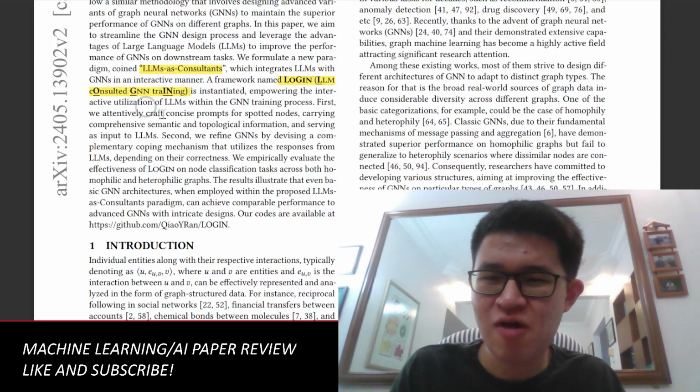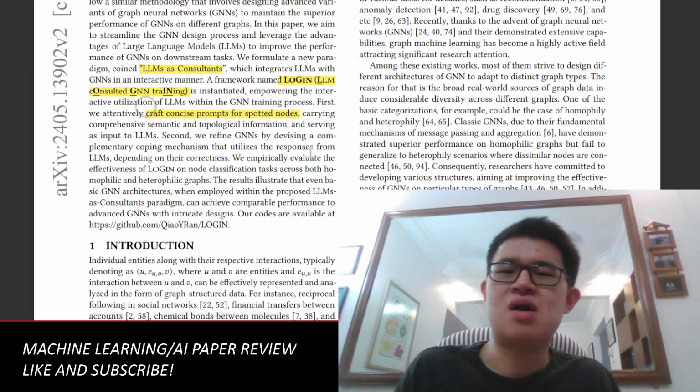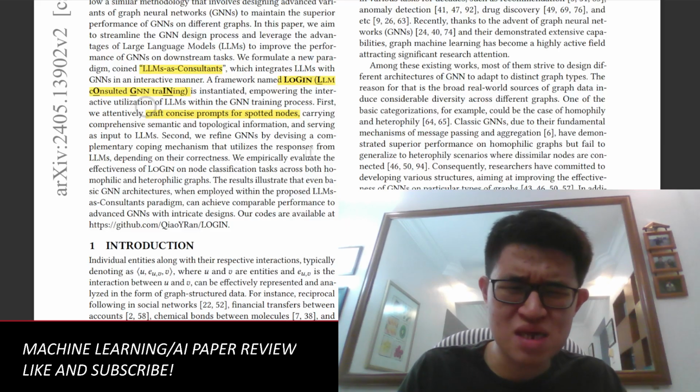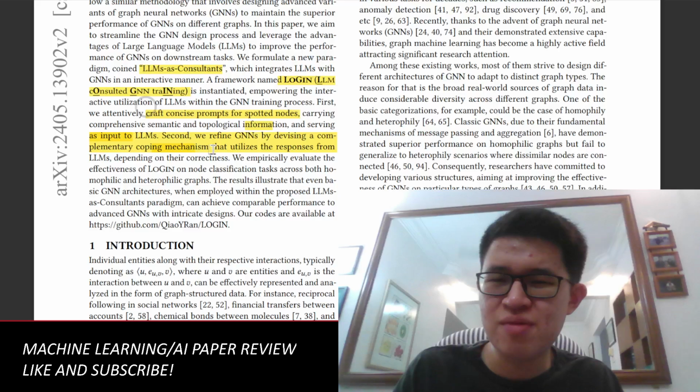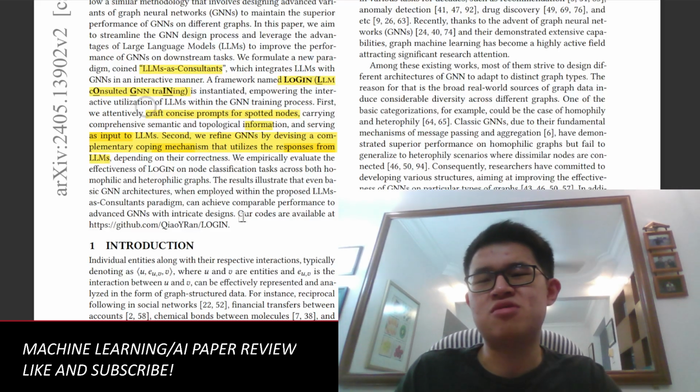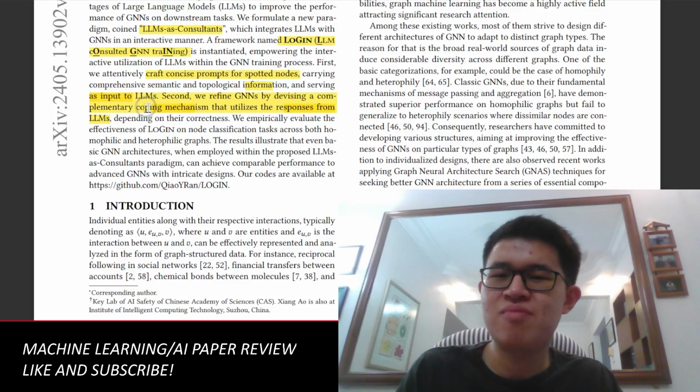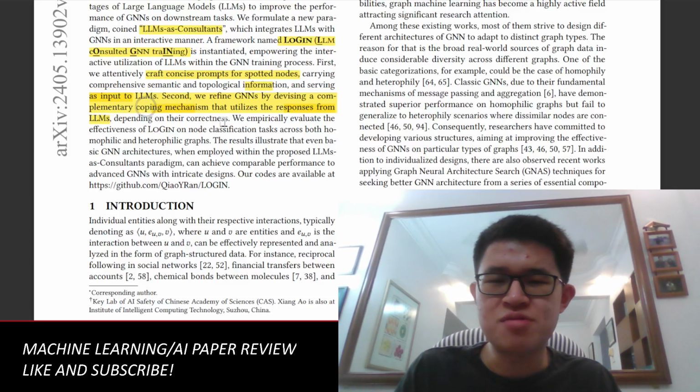First, we attentively craft concise prompts, right? So the crafted prompts are for spotted nodes. Okay, I assume the GNN spots some nodes. In this case, it isn't explained. Okay, carrying information, whatever it may be, and use it as an input to the LLMs. Then they refine the GNN by using a coping mechanism that utilizes responses from LLMs, depending on their correctness. Don't know what they meant by coping. So they evaluate it on node classification, homophilic and heterophilic graphs.